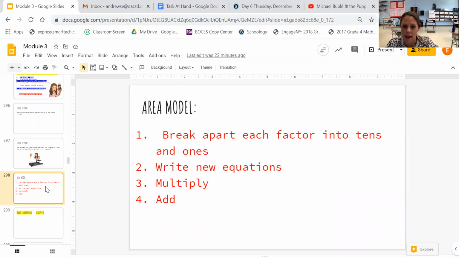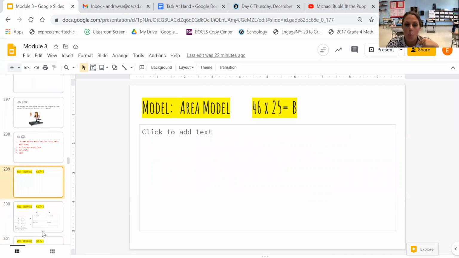Let's just go over the steps. If you want to take a screenshot or something so you have those steps to refer back to, notice we're going to still break apart those place values. We're going to write our new equations in the boxes. We're going to multiply those friendly numbers, and then we add them all up. Again, very similar to the other way. So watch Mrs. Andrews go through and solve this.